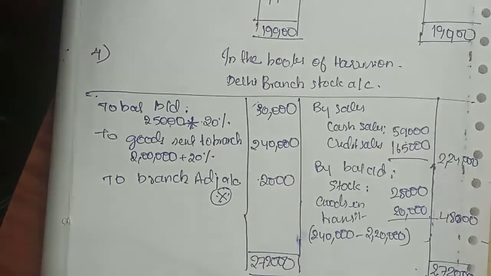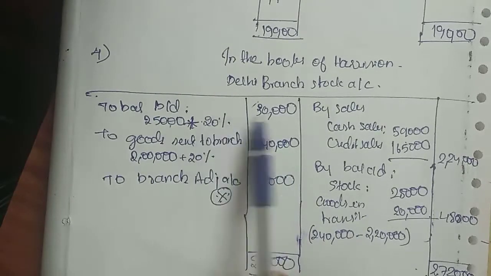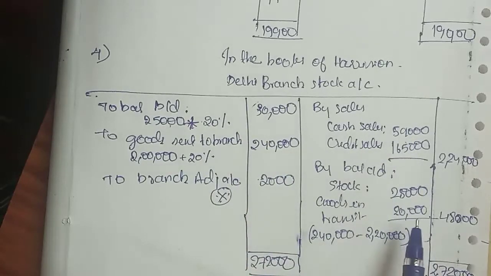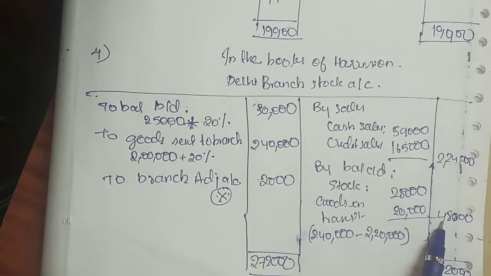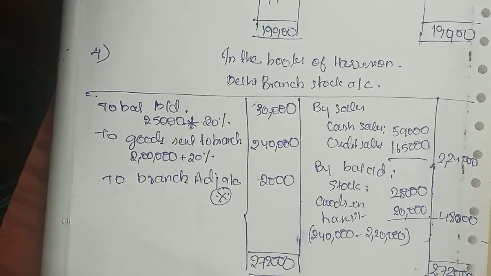Also, another thing you need to see here: you got profit, so you transferred it to the branch adjustment account. This is already recorded in the invoice price, so in this also profit will be included. So this also you need to transfer to the branch adjustment account. Now, how did you get the 48,000? I'll show you.